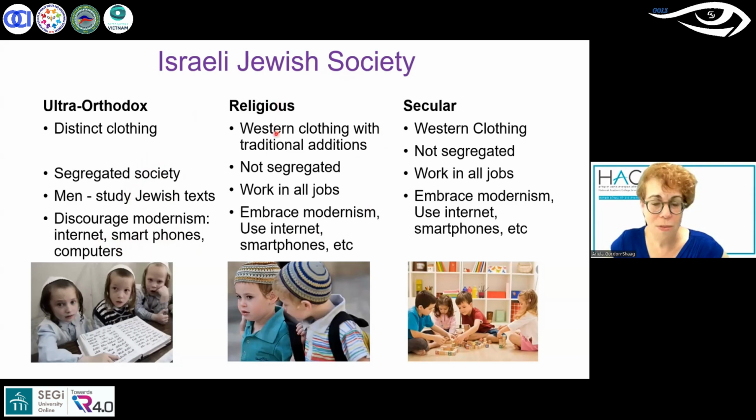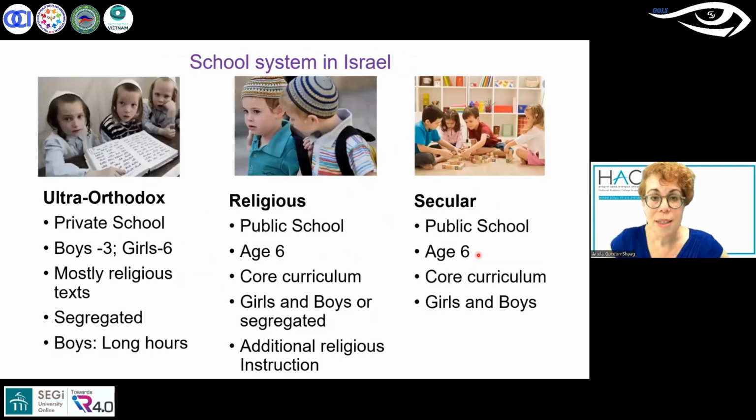Religious Israeli Jews have Western clothing. They may wear the skull caps, the yarmulkes here, but their clothing is pretty much regular clothing. They're not segregated. They work in all different kinds of jobs, and they embrace modernism. They use the internet, the smartphones, etc. The secular society, again, has Western clothing, is not segregated, works in all jobs, and embraces modernism, using internet and smartphones. So we see that there are these three groups of Israeli Jews, and they have three separate school systems. There are two public school systems: a public school system for religious children and for secular children, two separate systems. And there is an ultra-Orthodox school system, which is not public. It's a private school system.